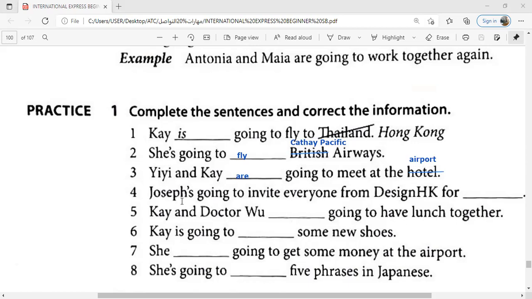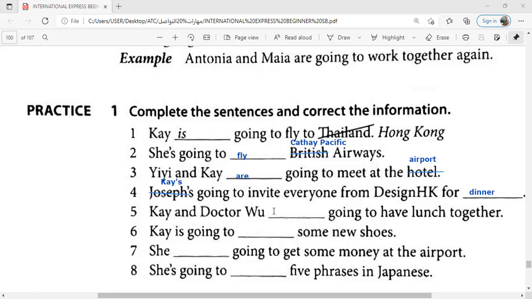Number 4. Joseph's going to invite everyone from Design HK for a nice dinner. Thank you. For dinner. Joseph is going to invite them. Who is going to invite them? Kay. She is the manager, the one responsible for the matter. She is going to invite them. Not Joseph. Joseph will help her.